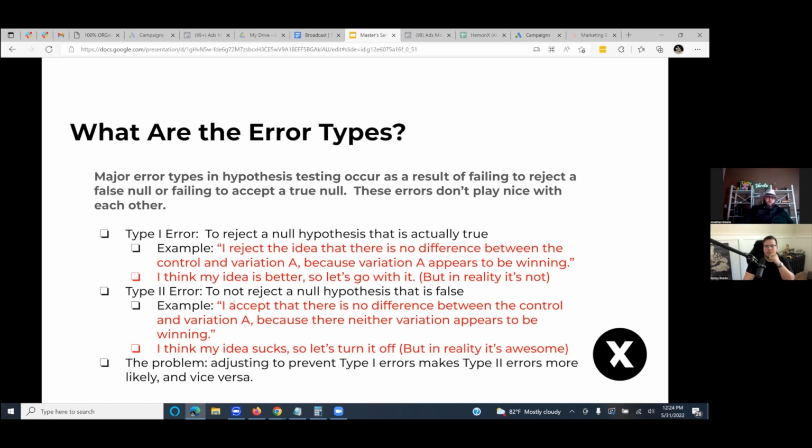A type 2 error is to not reject a null hypothesis that is actually false. This happens less often, but is actually way more damaging in terms of profitability. So that looks like, I accept that there's no difference at all between the control and variation, because neither variation appears to be winning in my split test. I think my idea sucks, so let's turn it off. But in reality, it's actually awesome. And if I ran it for long enough, I would see that it's going to win, okay?